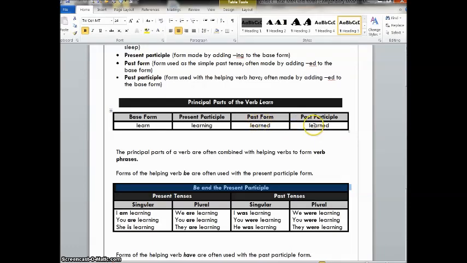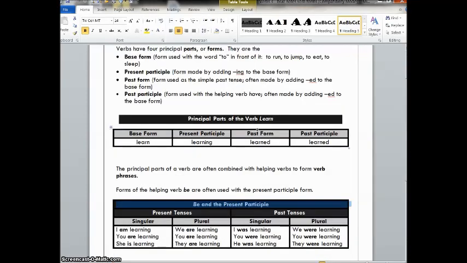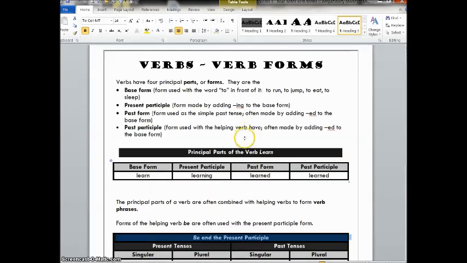So in order to stay consistent, we say all verbs have four forms, even regular verbs. Even though in a regular verb these two forms are exactly the same, we still try and keep it consistent and simply say all verbs have four forms. We're going to focus on the regular verbs first, not the irregular verbs.